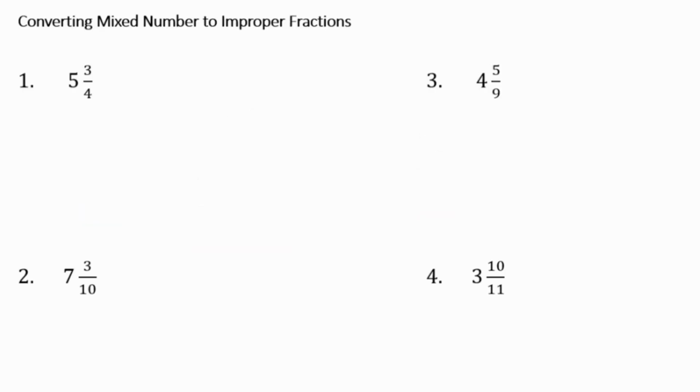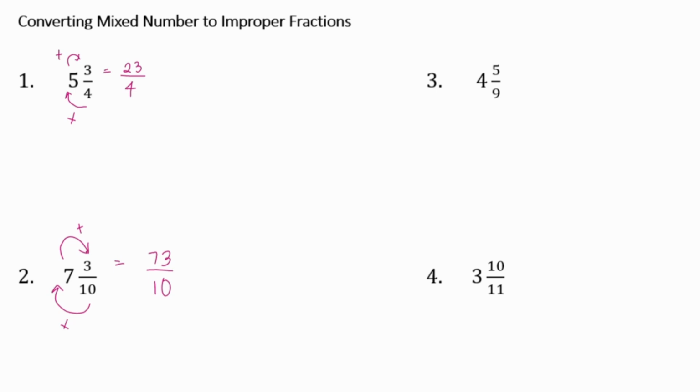So for question number 1, we've got 5 and 3/4. So first we are going to multiply 5 and 4, which gives us 20. And then we are going to add the 3 on. 20 plus 3 gives us 23. And our denominator remains 4. For number 2, we are first going to multiply 10 times 7, which gives us 70. We are then going to add on the 3, which gives us 73. And our denominator remains 10.